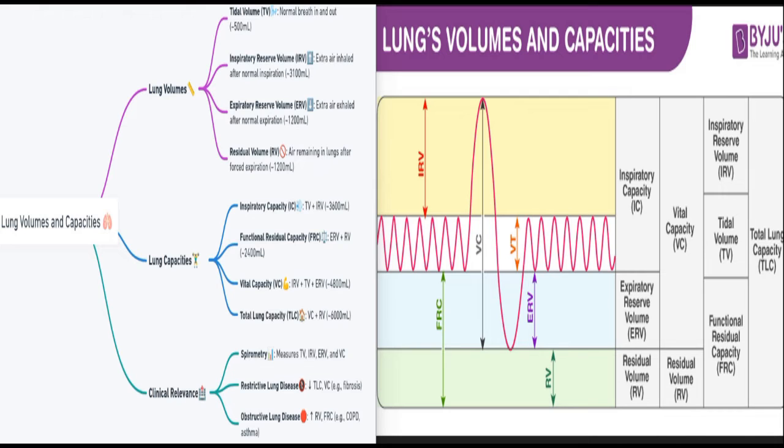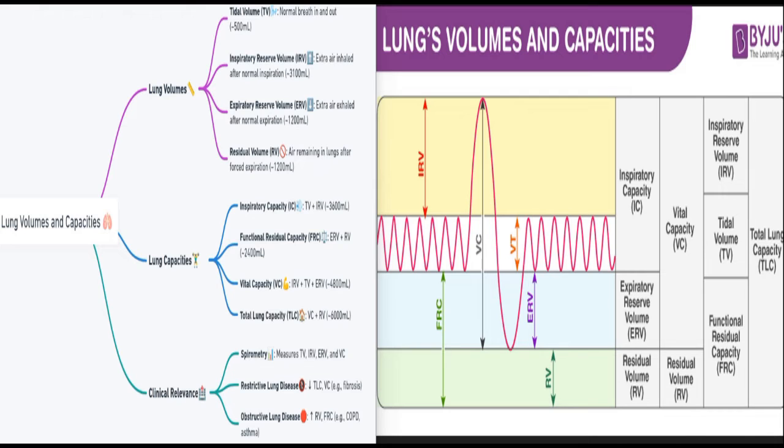hospitalized patients. So respiratory capacity actually plays a vital role in respiratory physiology, exercise adaptation, and clinical settings. As a key indicator of lung function, it helps in assessing pulmonary health, guiding treatment, and also preventing complications such as atelectasis and hypoxemia.